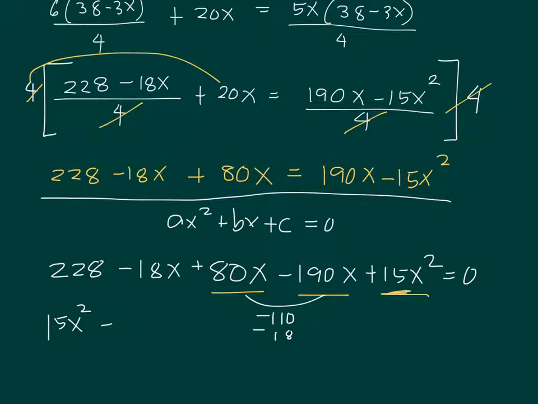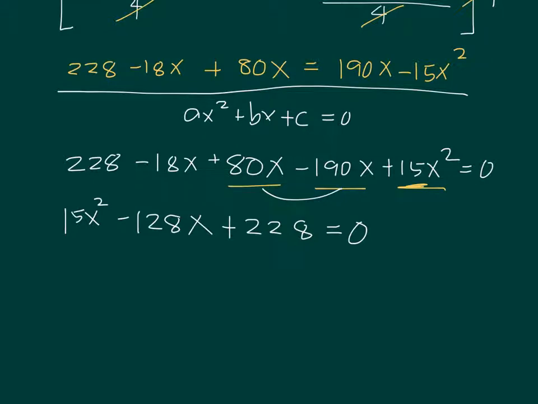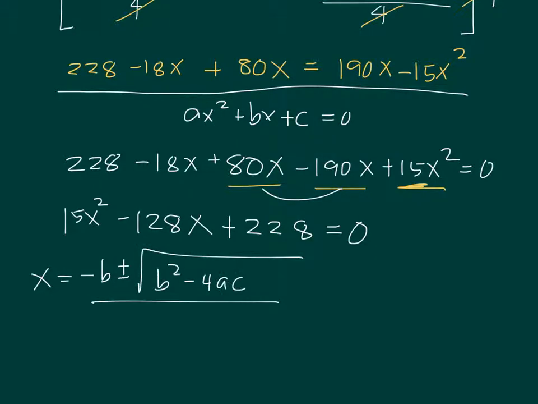Okay, so it's negative 128x. And then we have plus 228 equals 0. So to find the x, since the numbers are a bit large, I can use the quadratic formula to find x. So that's negative b plus or minus the square root of b squared minus 4ac, all over 2a. So noting that a is 15, b is negative 128, and then c is equal to 228.